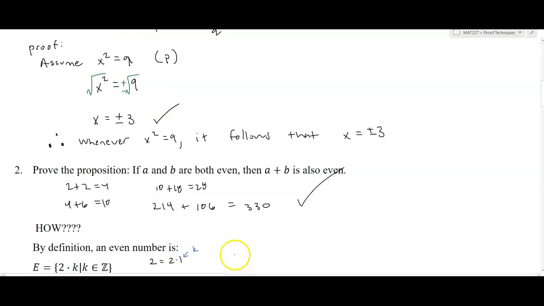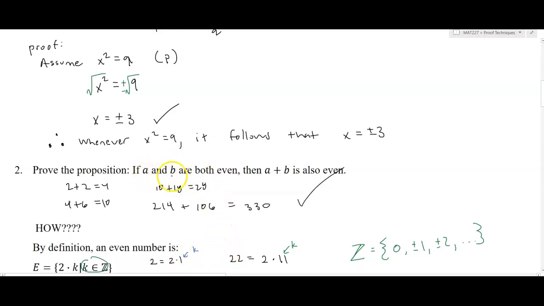We can go on and on. We can say 22 is 2 times 11. In this case, k is 11. So k is just any integer. And we want to remember that the set of integers, in case you've forgotten, is the set of all numbers 0, plus or minus 1, plus or minus 2, etc. So that's how we define even numbers. And so basically we should always be able to factor out a 2 from whatever number we're working with in order to be able to say it's even.